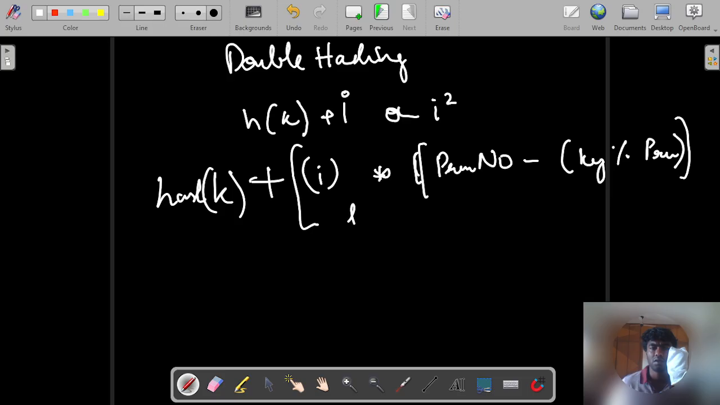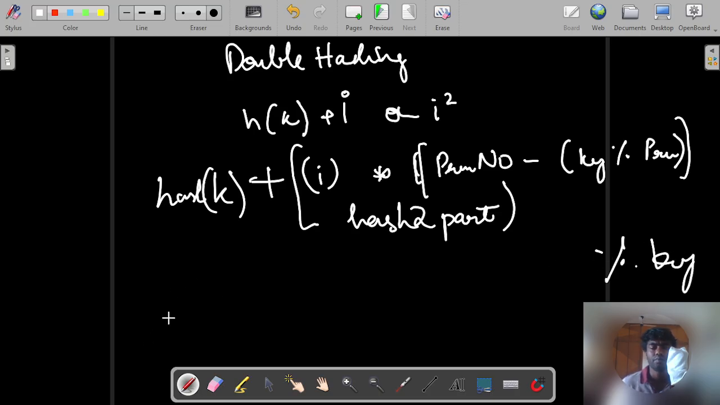This is the second hash function, second part. So these two will give us the final hash value, which again can be mod by key, right? So let's take an example.